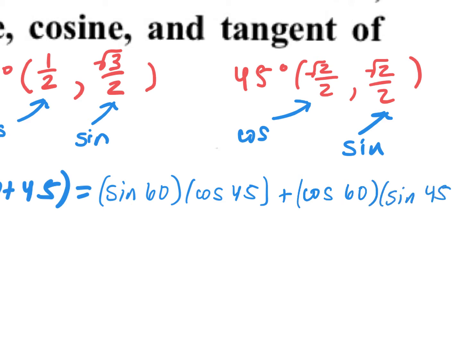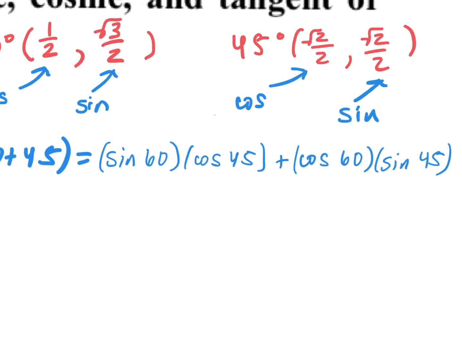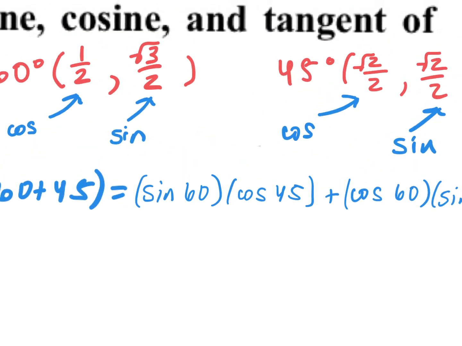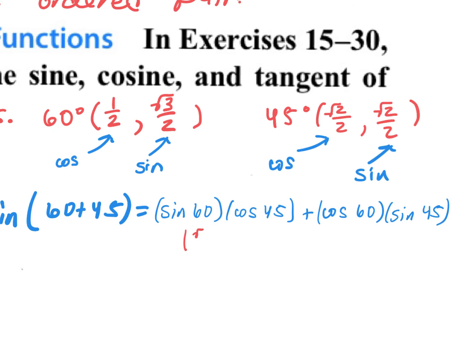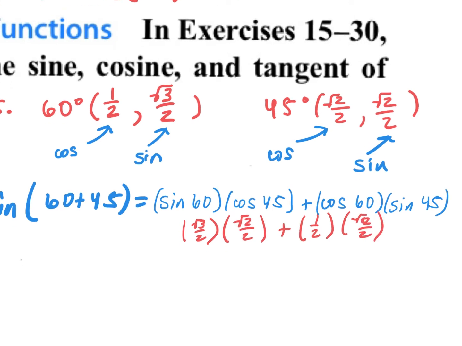And remember, when you guys are doing this on your quiz, you will have these formulas written out in front of you so you can refer to them. So the sine of 60 is going to be root 3 over 2. Cosine of 45 is square root of 2 over 2. Plus the cosine of 60 is 1/2 times the sine of 45, which is root 2 over 2.